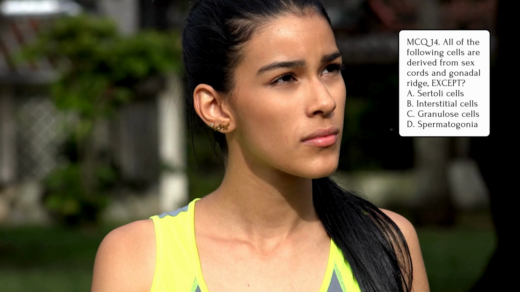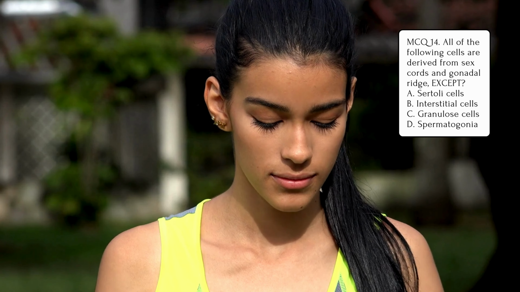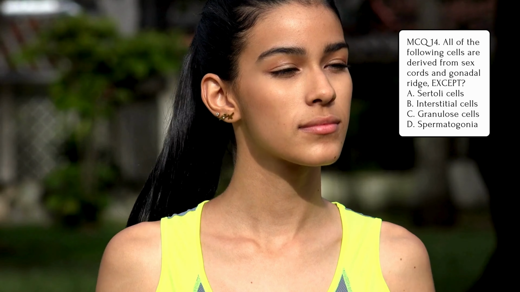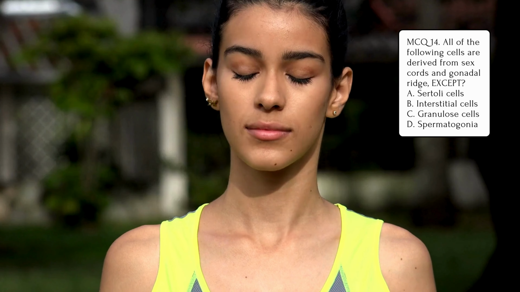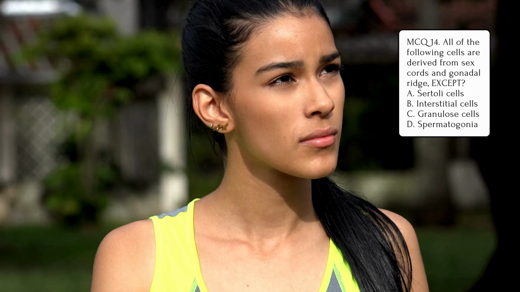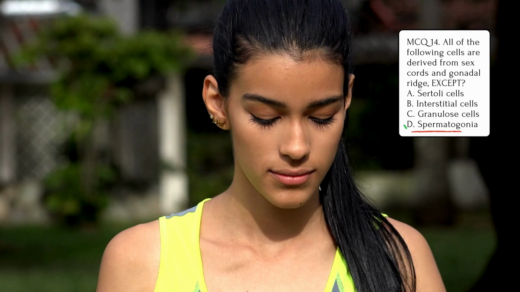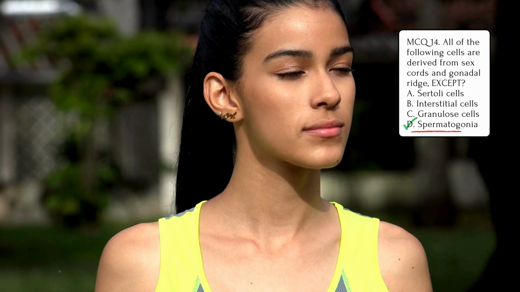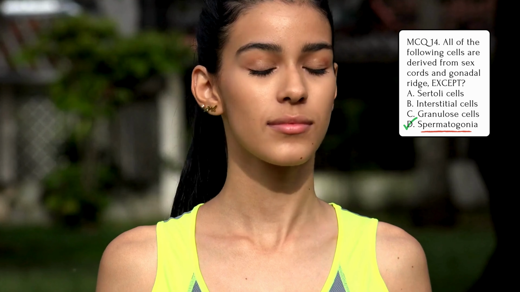Remember that. So Sertoli cells are derived from the sex cords, interstitial cells are derived from the mesenchymal cells which migrate between the sex cords, and even the granulosa cells are formed by the sex cords. Finally, it's the spermatogonia. Remember, these are migratory cells derived along the primitive yolk sac, that is the secondary yolk sac.